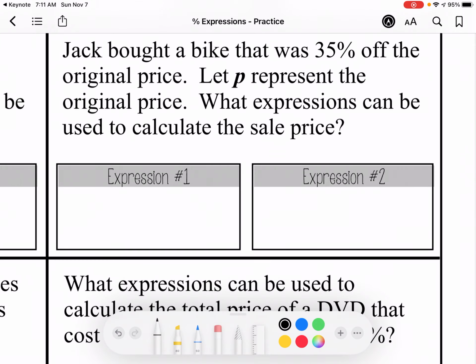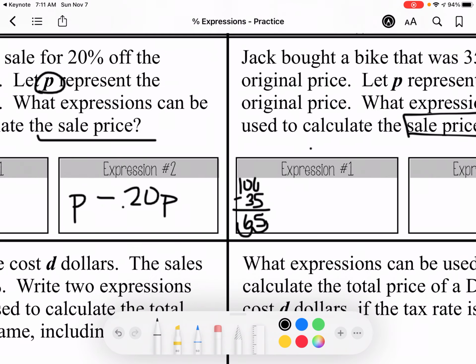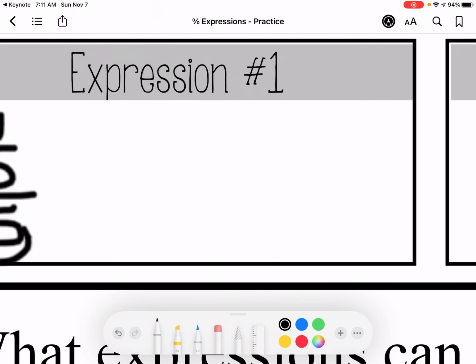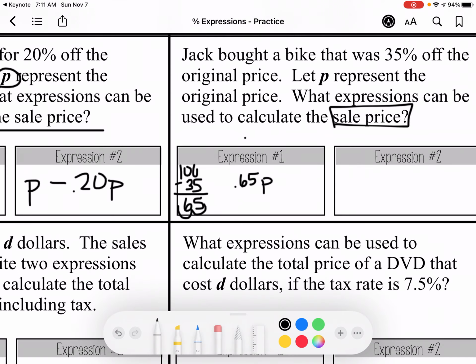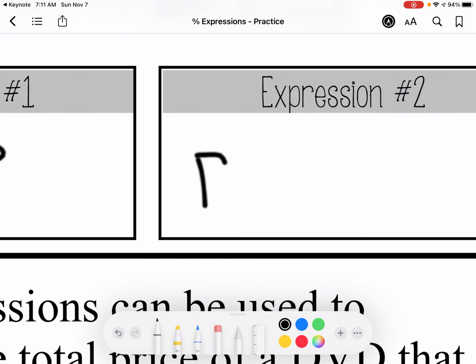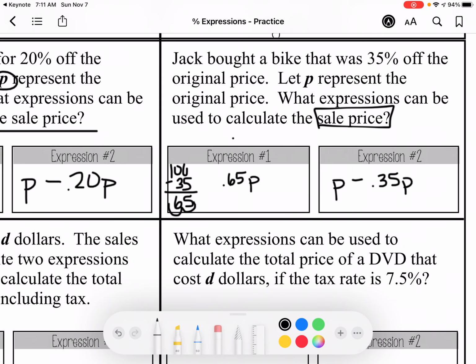Jack bought a bike that was 35% off the original price. Let P represent the original price. What are two expressions that will calculate the sale price? So if I have 100 and I subtract off 35, I'm left with 65%. I move my decimal 2 places in. So I have 0.65P. Or I can do the price minus 35% times the price. Either way, I'm going to get the answer.